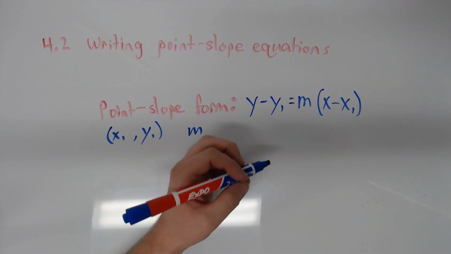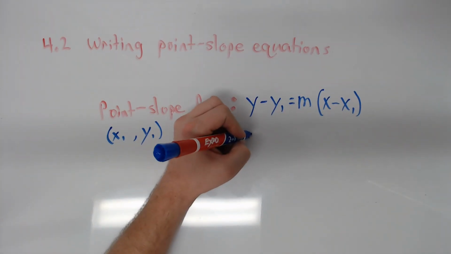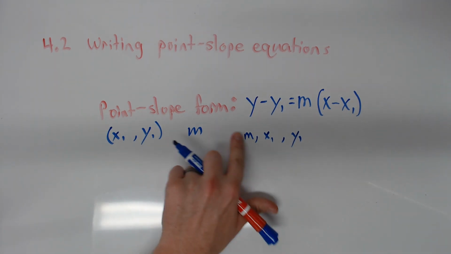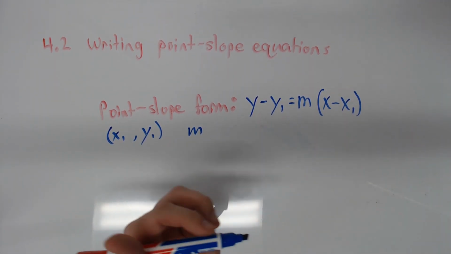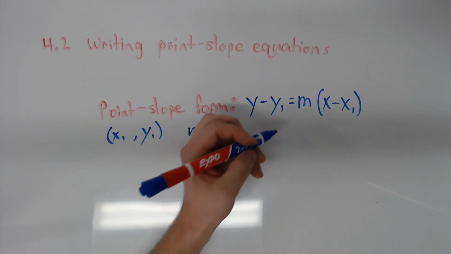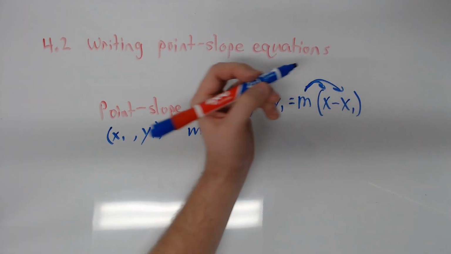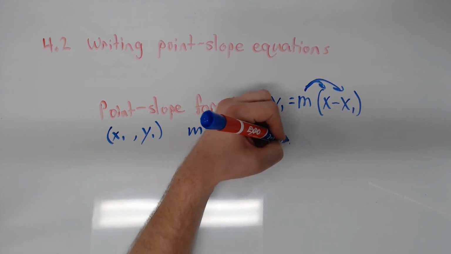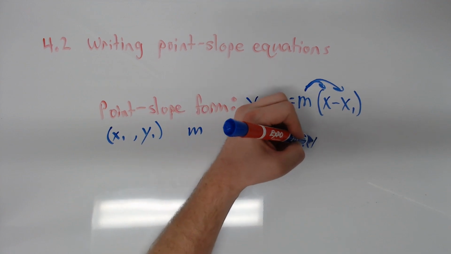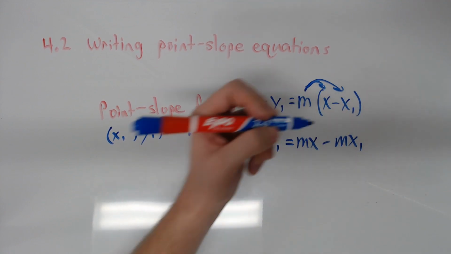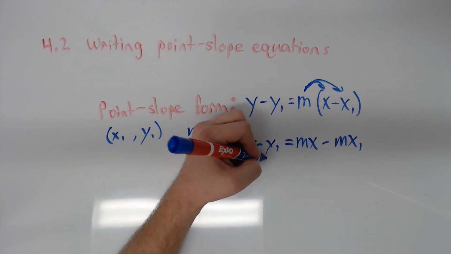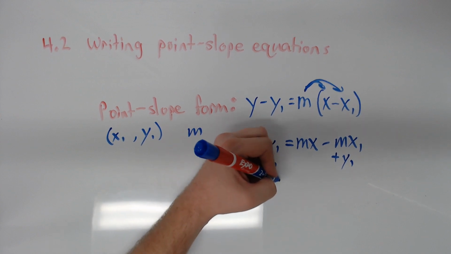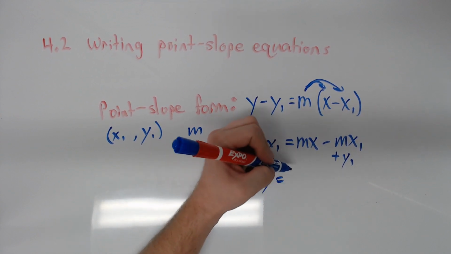Now, what are actual numbers? M, x1, and y1 are actual numbers. So this can very easily be turned into slope-intercept form, which we're going to do a bunch during this lesson. We'd start by distributing. The left side hasn't changed yet. That would be mx minus mx1. Then we would add y1, and that would be gone on that side.